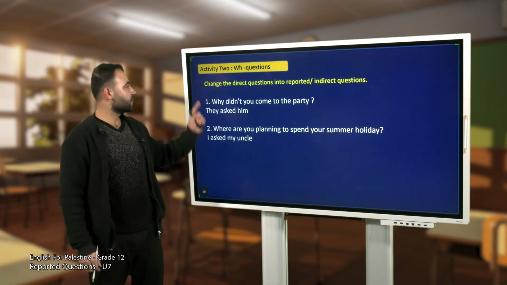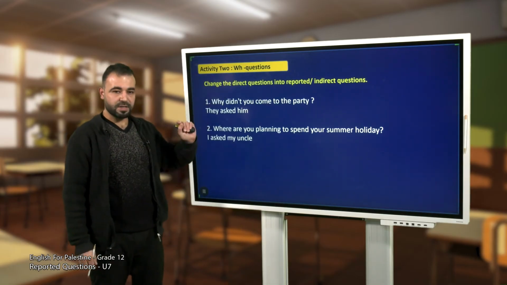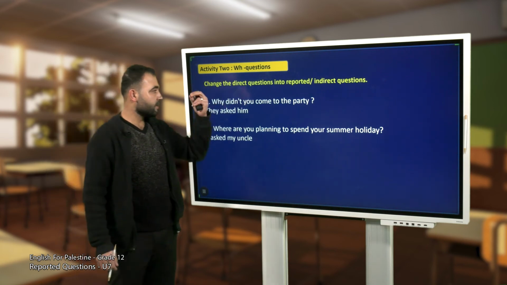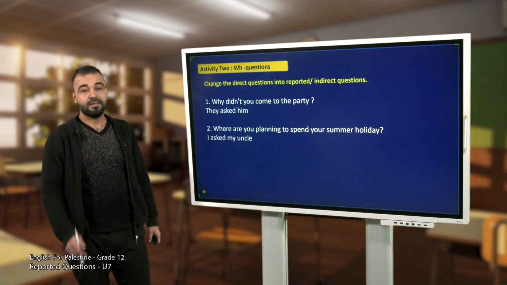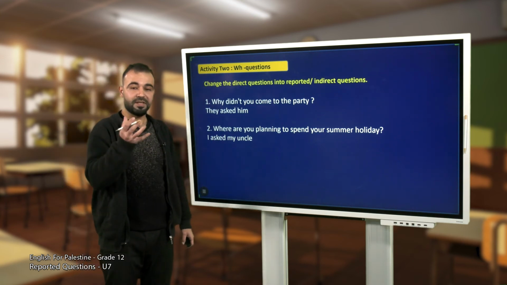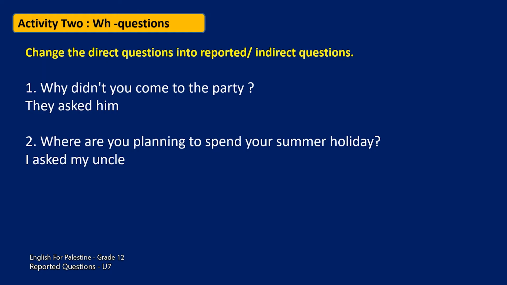Activity number 2. WH questions. Change the direct questions into reported or indirect questions. 1. Why didn't you come to the party? They asked him. Number 2. Where are you planning to spend your summer holiday? I asked my uncle. Please take 2 minutes and try to do them.